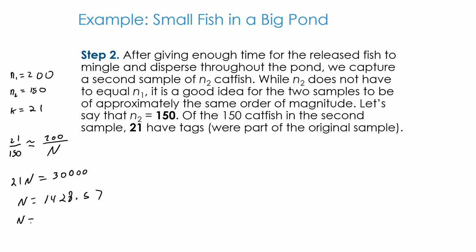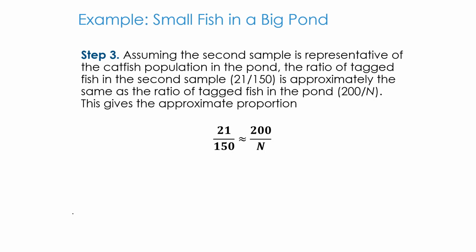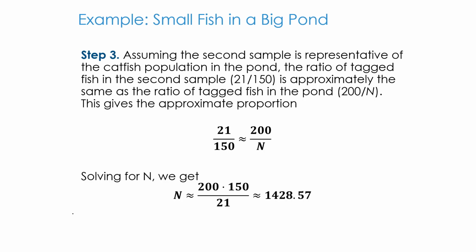And again, what should make sense is to round this either to the nearest whole fish or to the nearest tens. 1430 would be fine. I'll go ahead and write 1429. So assuming the second sample is representative of the catfish population in the pond, the ratio of tagged fish in the second sample, 21 to 150, is approximately the same as the ratio of the tagged fish in the pond, 200 to n. This gives the approximate proportion. Solving for n, we get 1428.57.